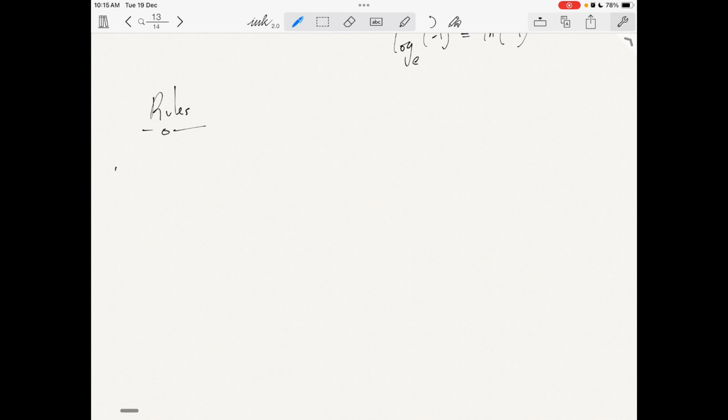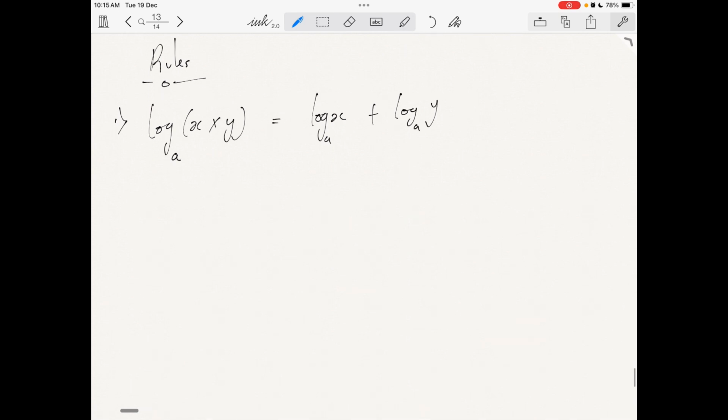So number one, it says that log of x multiplied by y, everything to base a, so a common base, is going to be equal to log x base a plus log y base a, provided they have a common base.